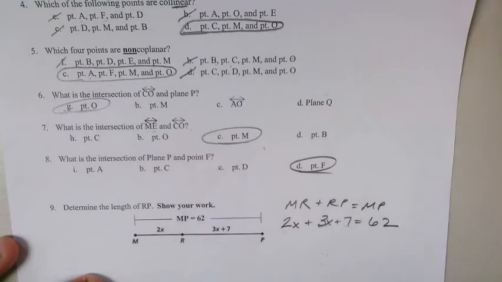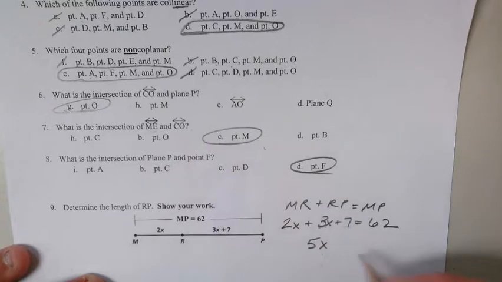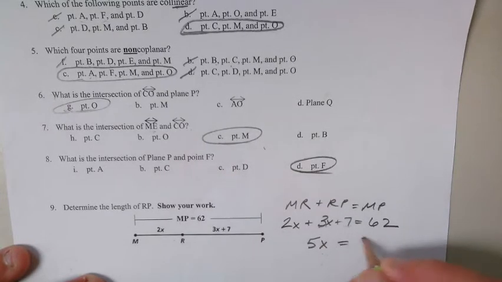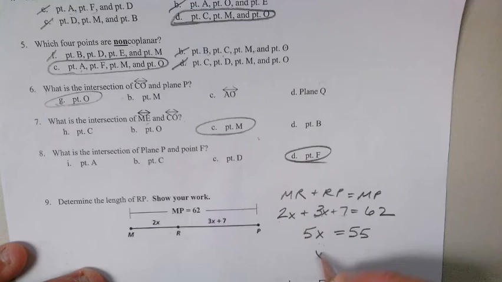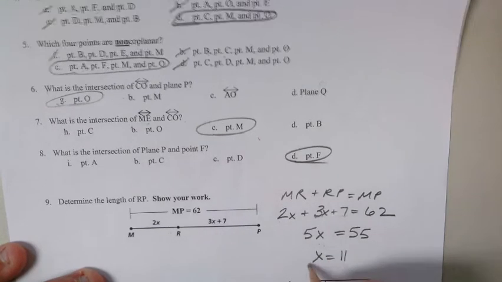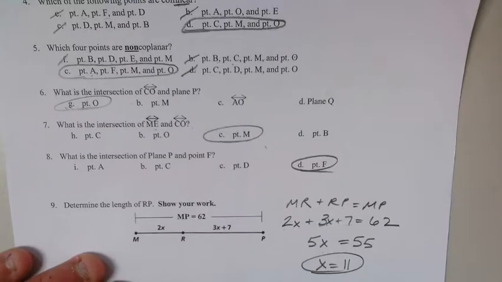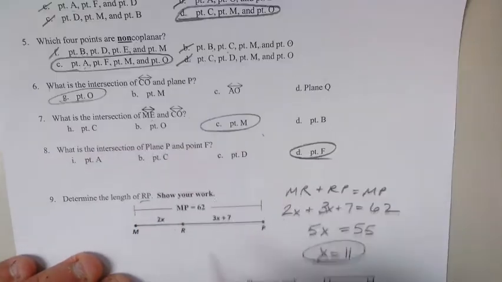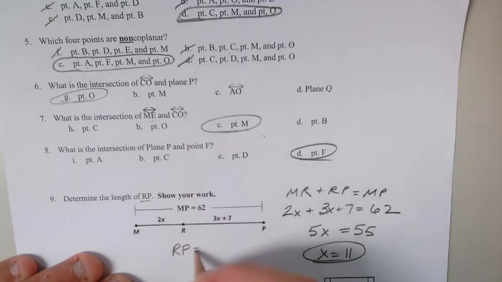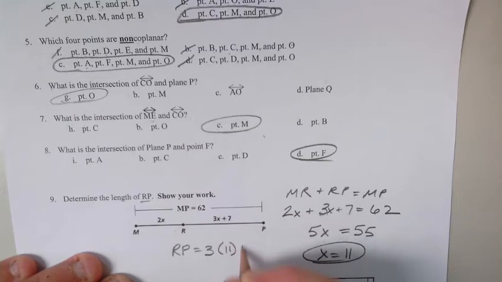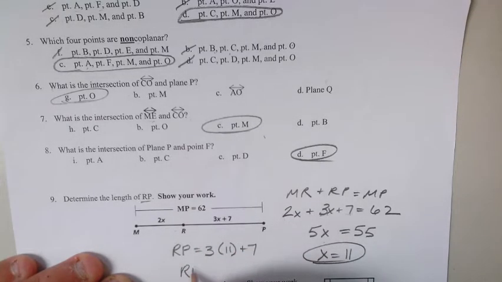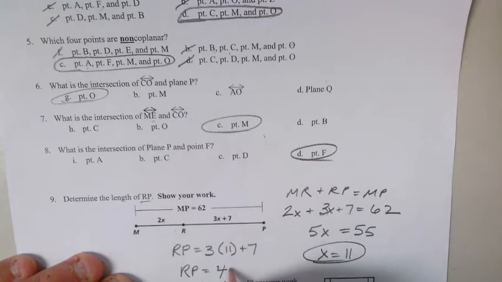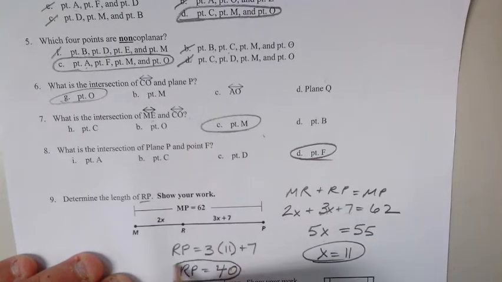So if we go ahead and combine like terms here, and I'll subtract 7 and get 55, that means that if I divide by 5, x has to be 11, okay? Now it says find the length of RP. Well, RP is this length right here, so if RP is 3x plus 7, RP is going to equal 40. And that is the answer there.